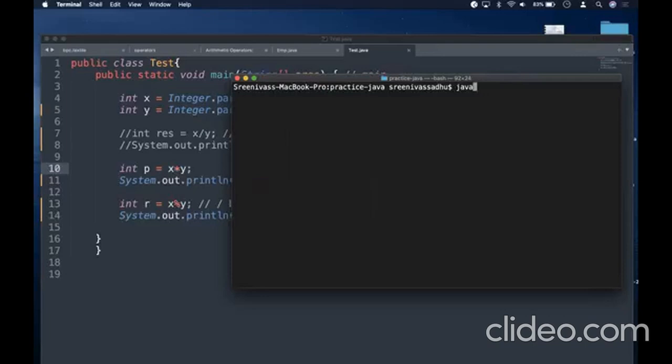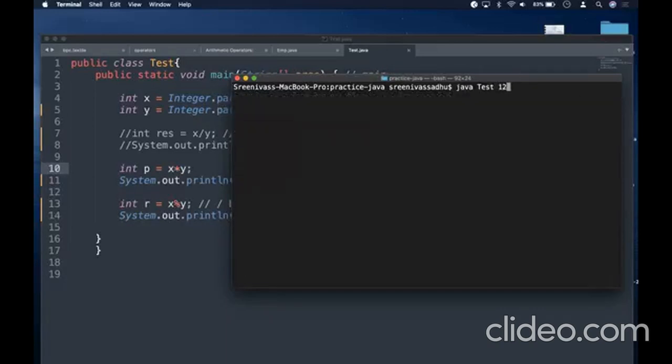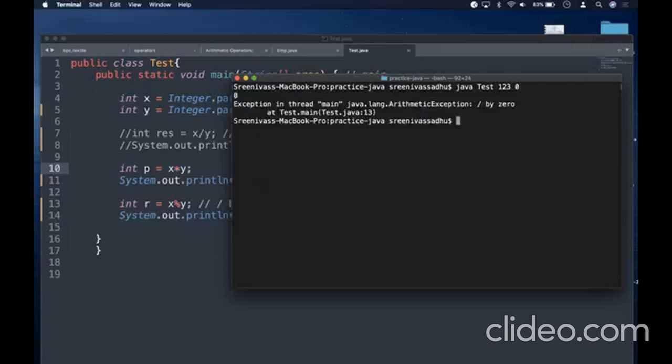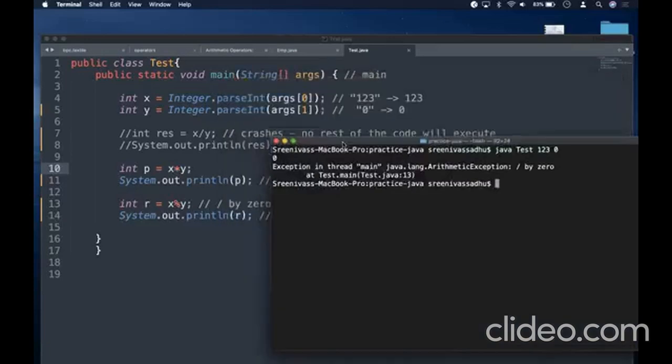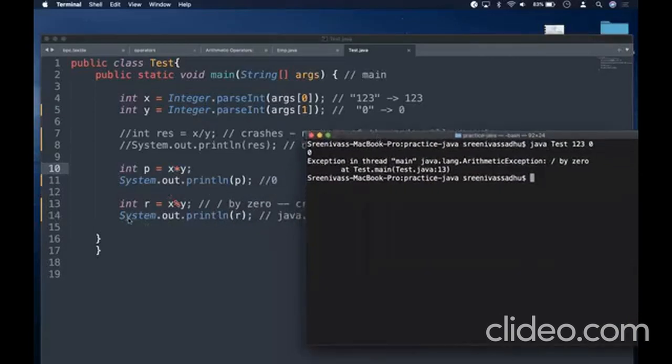Yeah, I need to compile this because I have changed my code. So javac Test.java, and then java Test. Sorry, I need to give the values. I need to pass the command line arguments, so that is 1 2 3 and 0. Now you can see the output p equal to x into y, that is 0. Then at line number 13 you have division by 0, divide by 0, exception in thread main java.lang.ArithmeticException.